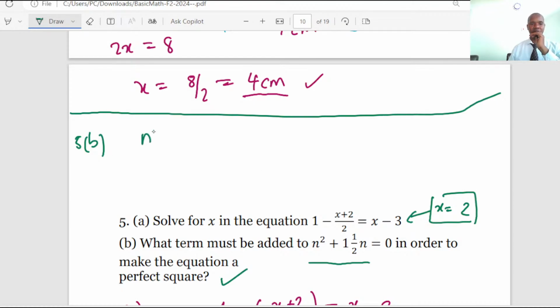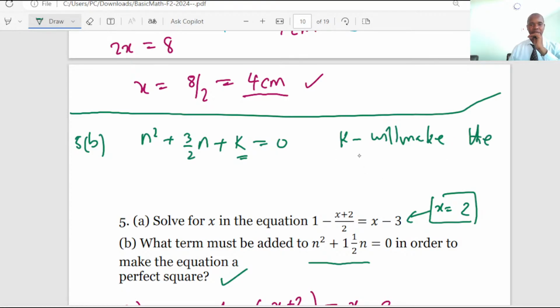You have n square plus, when you simplify, this will be 3 over 2n. We're going to add a number here which is k, and eventually you get 0, so that k will make the expression perfect square.